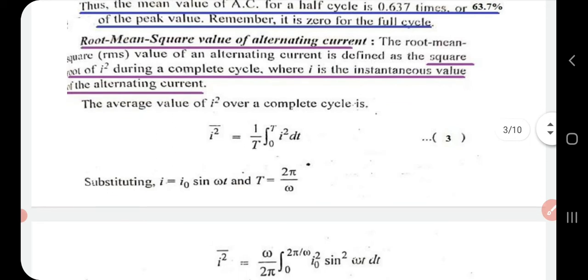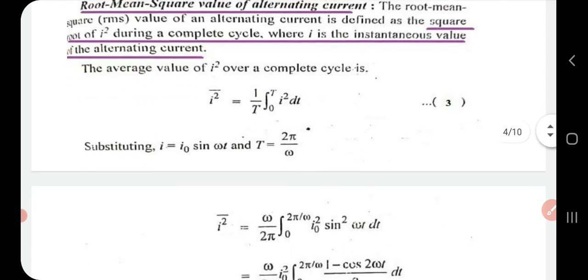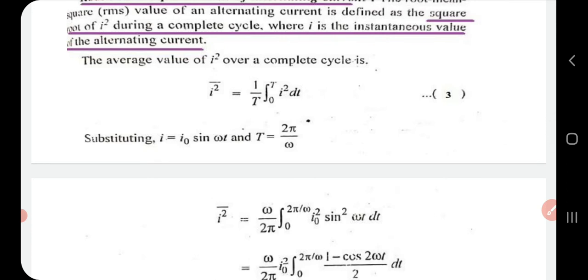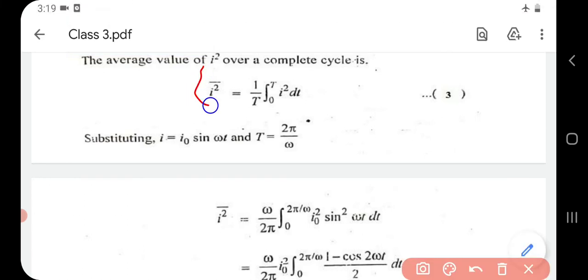Now we have to find the root mean square or RMS value of AC. The only difference is that instead of I, you have to write I square. It is defined as the square root of I square during a complete cycle, where I is, as already said, the instantaneous value of alternating current. Now the expression to find the average value of I square over a complete cycle is I square bar, where the bar sign denotes average, is equal to 1 by T.